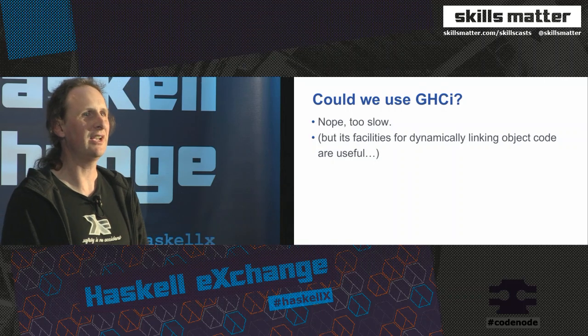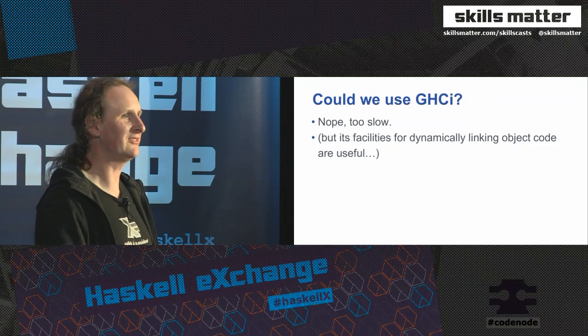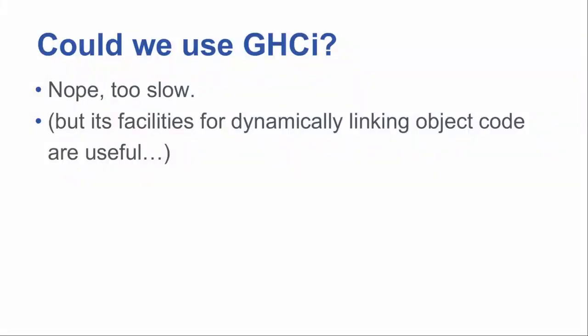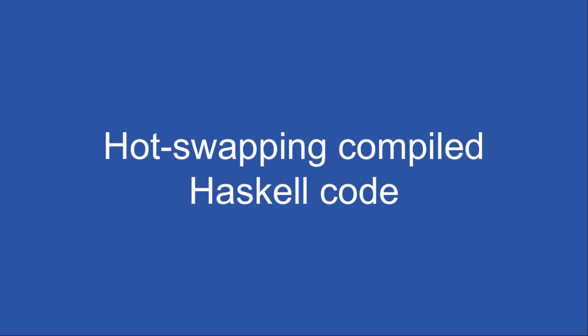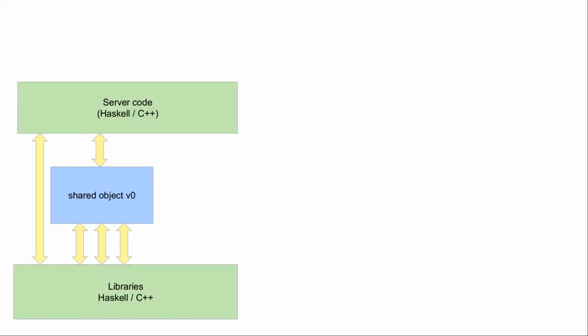Maybe we could use GHCi, because after all, GHCi can incrementally load code as it changes and let you work with that code. But GHCi is much too slow. It's interpreting everything. We can't use the interpreter for the kind of throughput that we need. But GHCi does have this mechanism for dynamically loading compiled code. When you're using GHCi, you're loading compiled packages into the process. That's a really useful facility. Maybe we can use that. So let's do hot swapping of compiled Haskell code by linking it into the process.